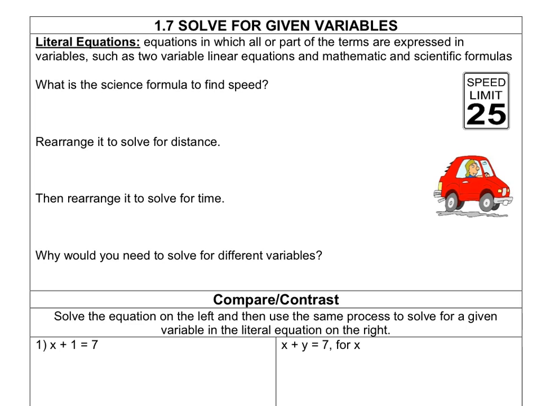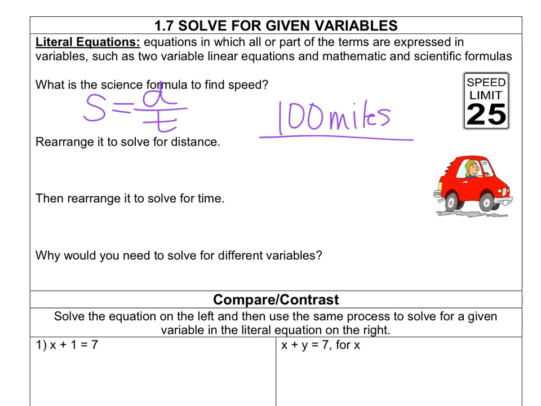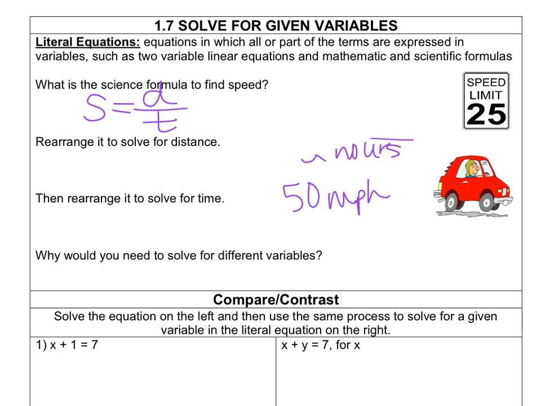One example is the formula to find speed, which is speed equals distance divided by time. So for example, if I'm going 100 miles in 2 hours, I could divide that out. My distance 100 divided by time, and that would give me 50 miles per hour. So that's an example whenever we know the distance and time.